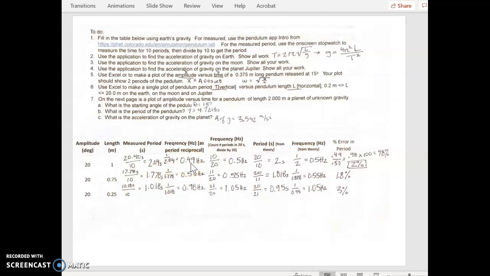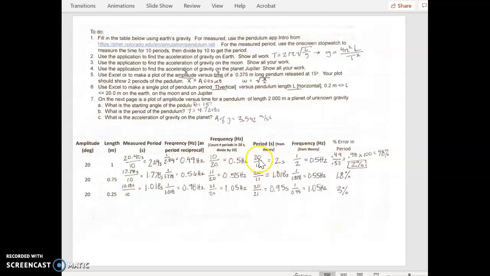And then here, count the number of periods in 20 seconds. So since I already had 10, 20 seconds gave me 10 cycles. So I divided 10 cycles by 20, and that gave me 0.5 hertz, which you see is very close, similar to 0.49 hertz. So I knew I wasn't too far off.